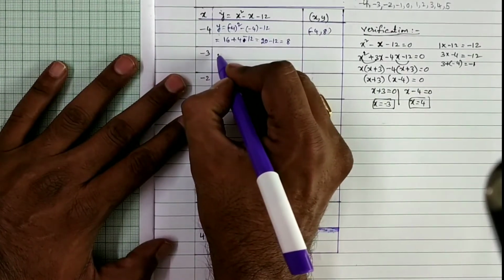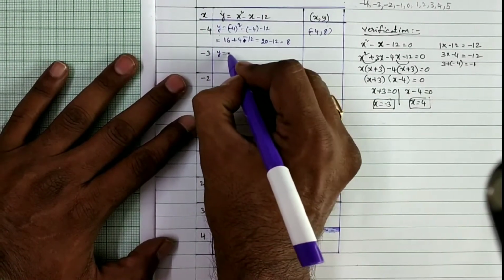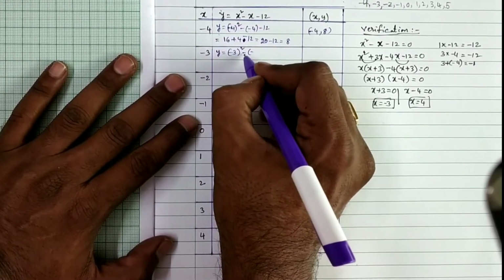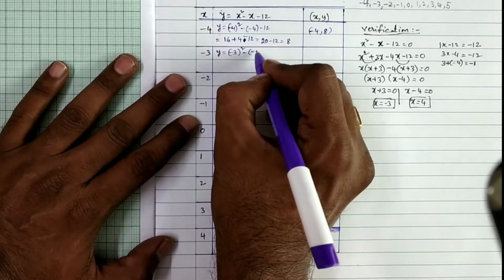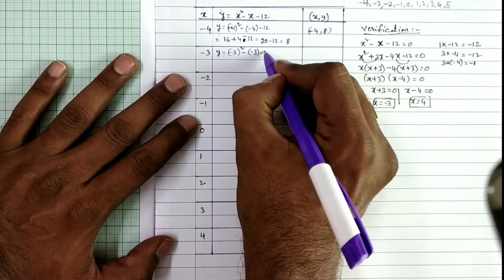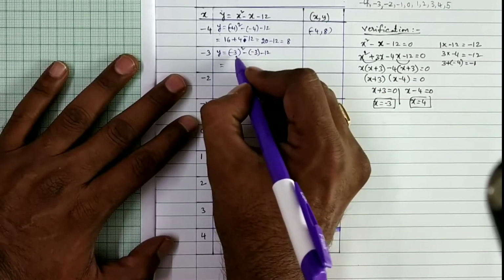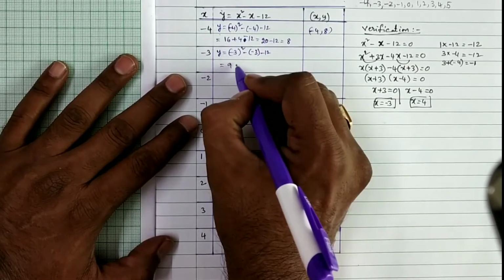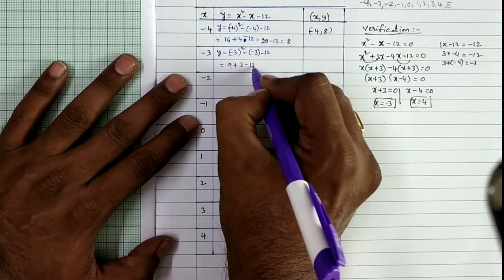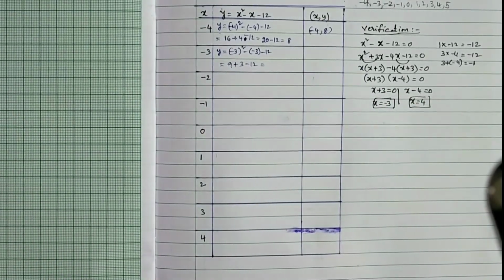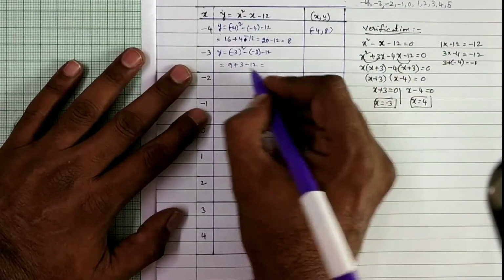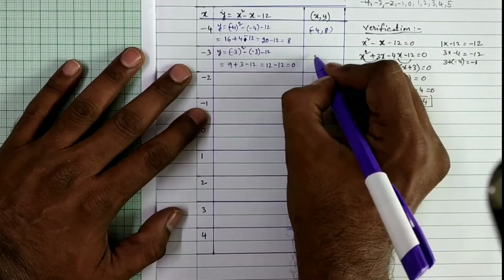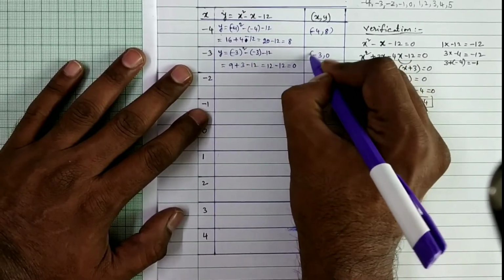Next minus 3. Y is equals to minus 3 whole square minus, in this equation minus is there already, x value minus. So minus of minus 3 minus 12. Minus 3 whole square, minus square plus 3 square 9. Minus of minus plus 3 minus 12. Adding plus values, 9 plus 3 12. 12 minus 12, that is equals to 0. So the order pair is minus 3 comma 0.